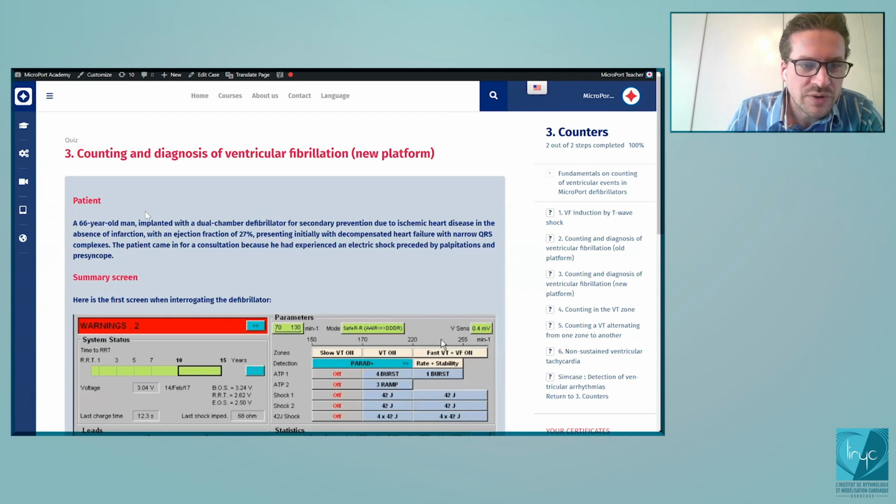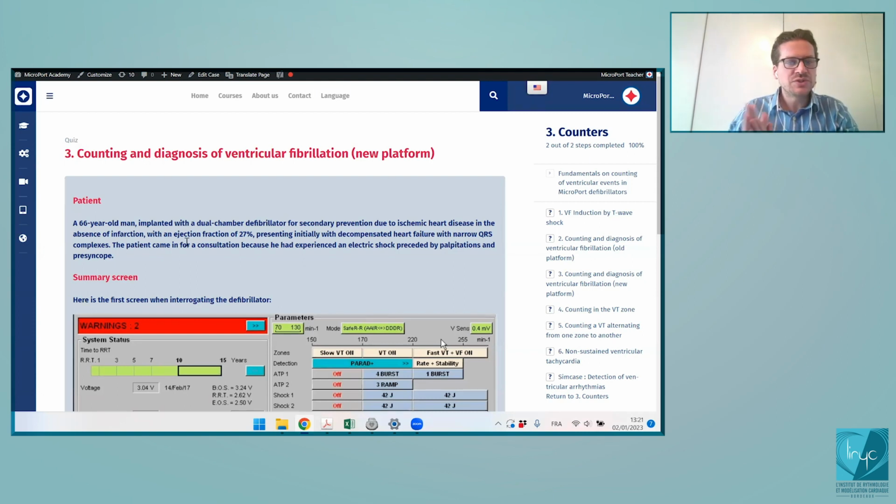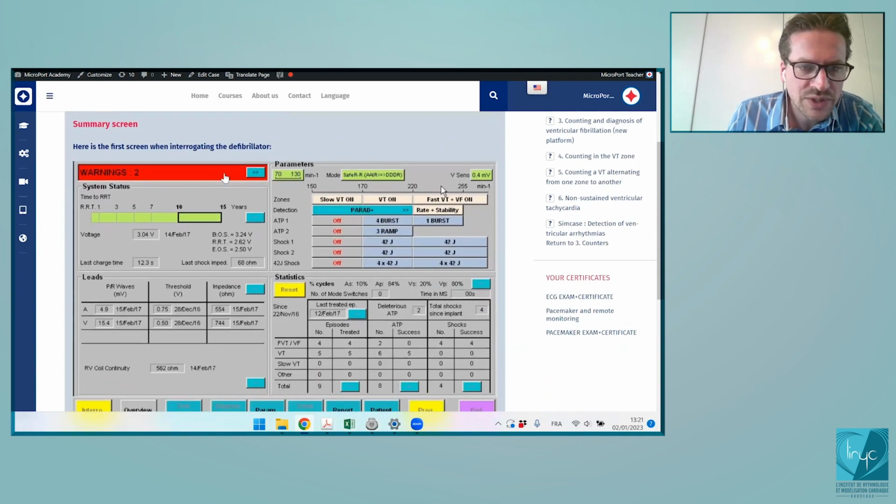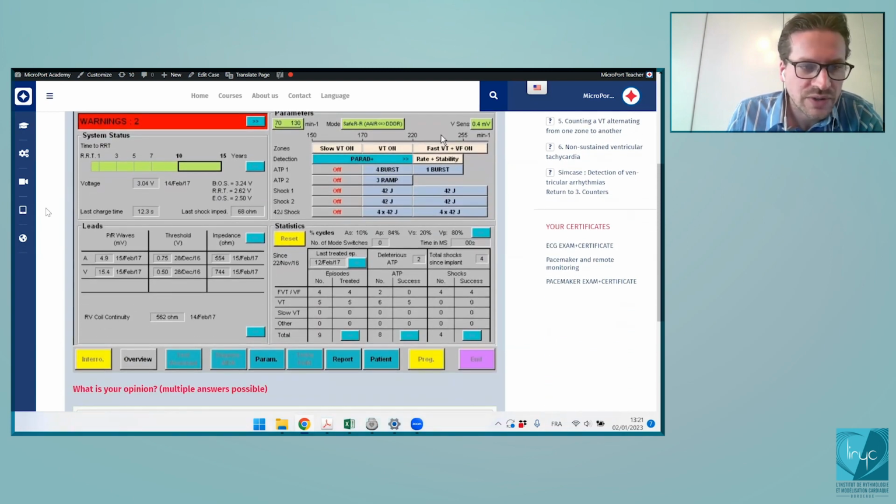So here we have a 66-year-old man who was implanted with a dual chamber ICD. Again, this is secondary prevention, ischemic heart disease, infarction, low ejection fraction, and narrow QRS complexes. So he's not a CRT candidate. So here we see the interrogation screen.